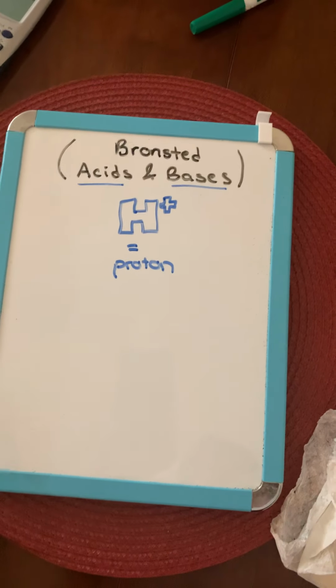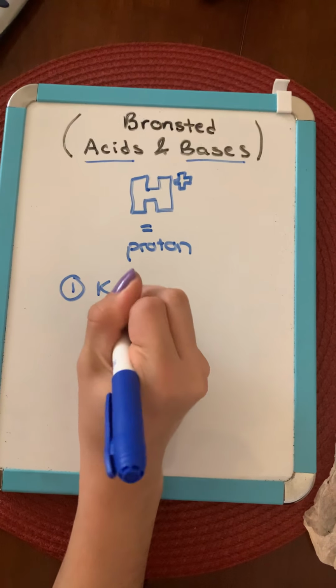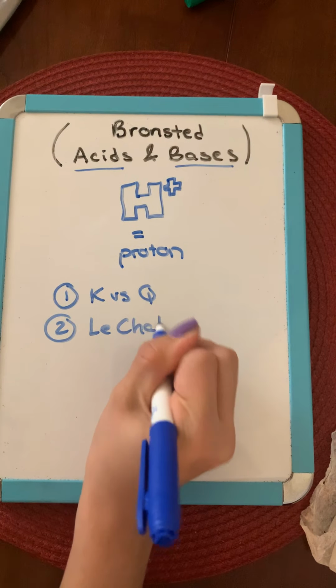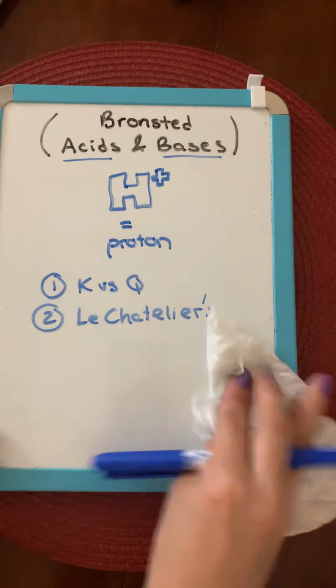Okay guys, so this is the last part of module 9. Remember, in the first part we talked about K versus Q. In the second part we talked about Le Chatelier's principle, and lastly now I'm going to be talking about the Bronsted acids and bases.